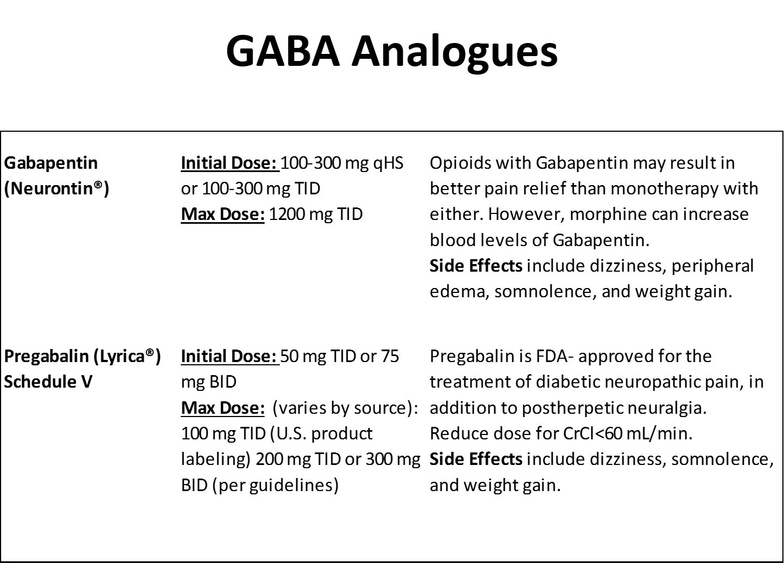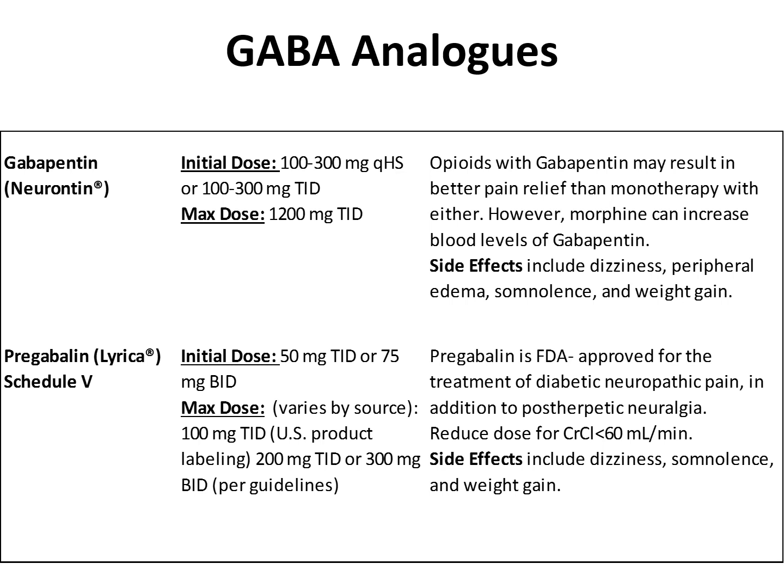Gabapentin, when used with morphine, can increase the blood levels of gabapentin. So that's a drug-drug interaction. And hopefully we're using gabapentin alone and not with an opioid. Sometimes, though, people lose the effectiveness of gabapentin. And in those cases, you can try pregabalin or Lyrica.